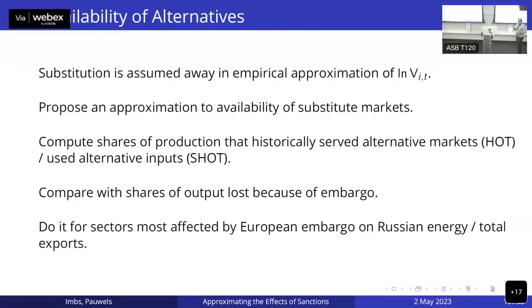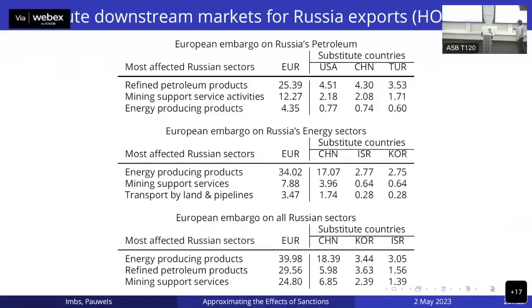Which ones are those? What are the markets for Russia outside of the European Union? So we're going to compute shares of production that historically served alternative markets or used alternative inputs, as a share of its total output within that particular sector. Again, this is for Russia. So this is for Russian exports.